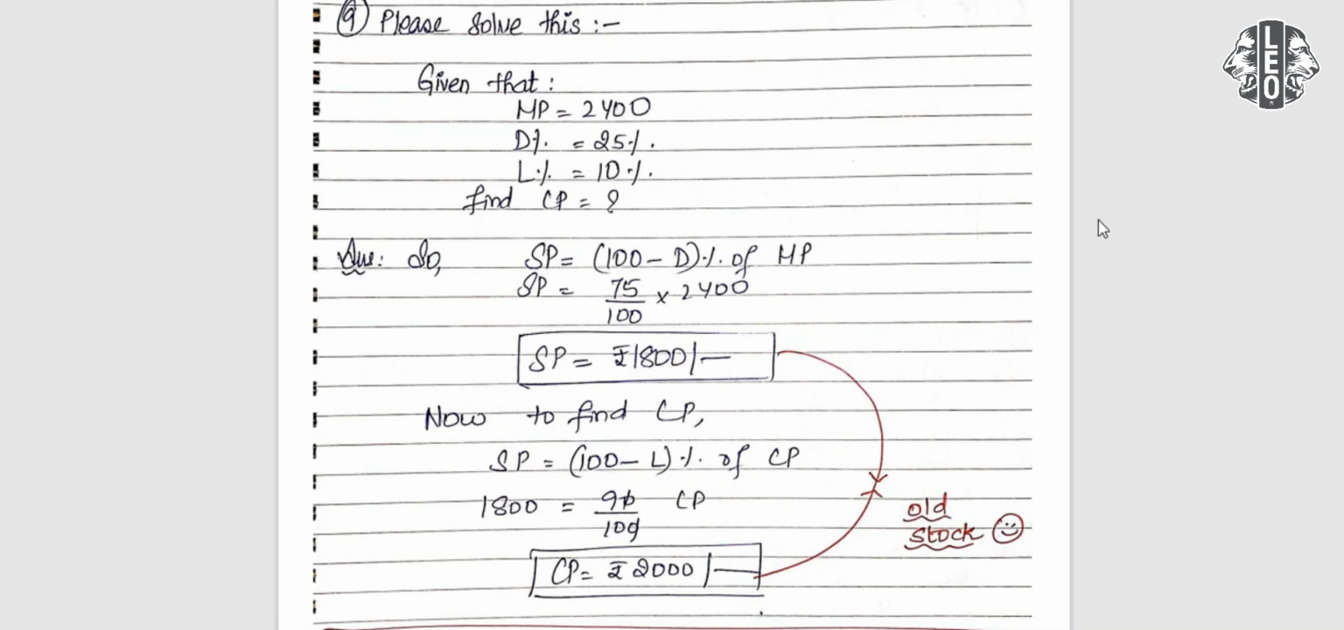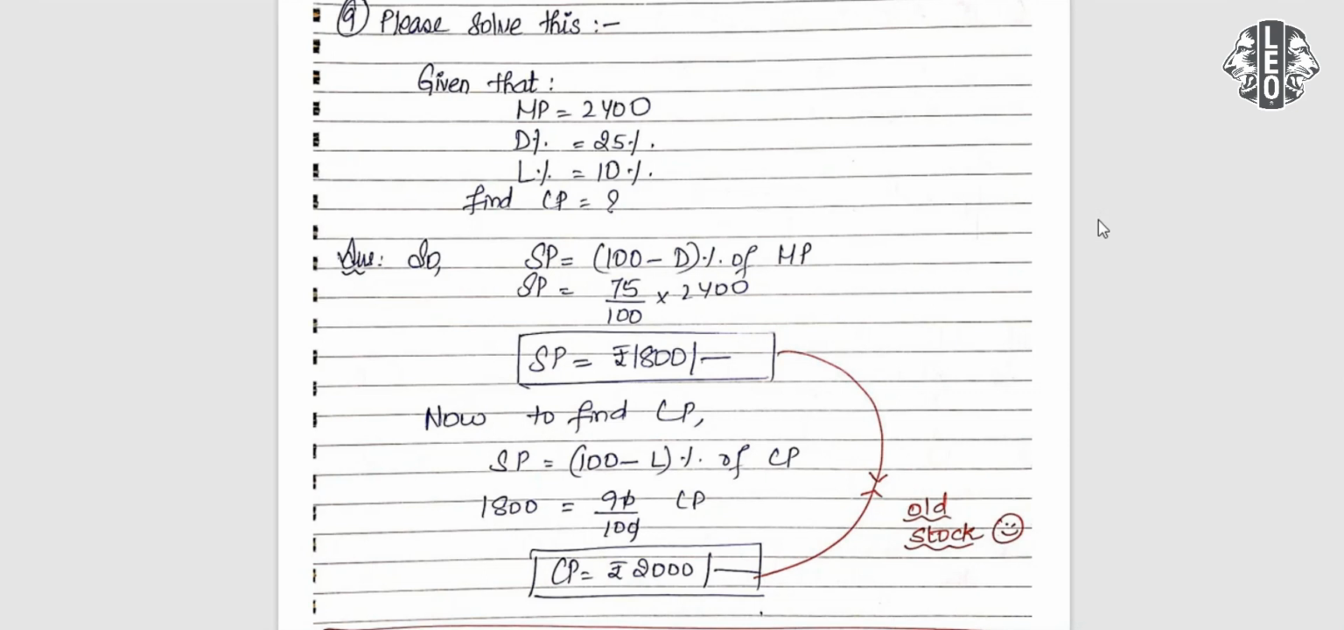We have to do it rightly and we must get the third or fourth option as the right case. So you take 75%, that is 100 minus 25 as 75. 75% of 2400, 100 cancels, 75 into 24, 1800 is going to be the selling price. Now to find cost price, same formula. Selling price is equal to 100 minus loss. What is loss percent? 10. 100 minus 10, 90% of cost price. So 0 cancels, 9 twos are 18, so you get the cost price as 2000 rupees. So the cost price is 2000 rupees.